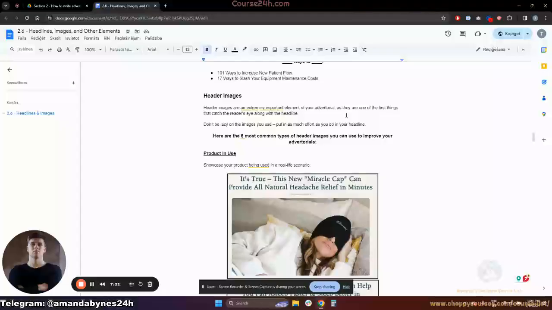So moving on to the header image. Header images are extremely important elements in your tutorials, as they are one of the first things that catch the reader's eye along with the headline. So don't be lazy on the images you use.